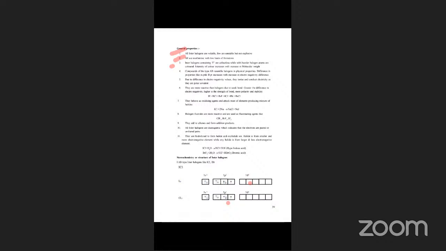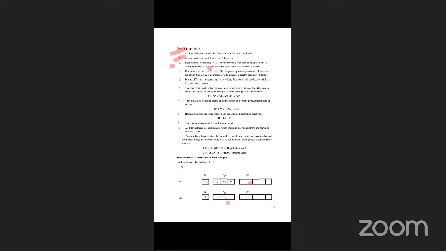While with heavier halogens, atoms are colored. Heavier atoms like iodine and bromine are colored compounds. With lighter fluorine, atoms are colorless. The intensity of color increases with increase in molecular weight.